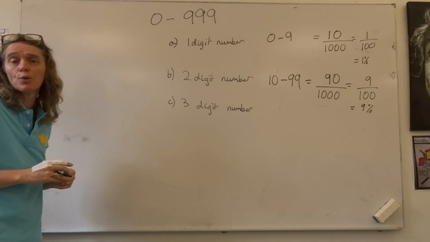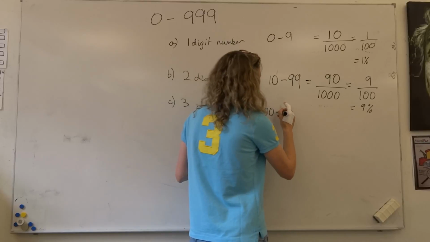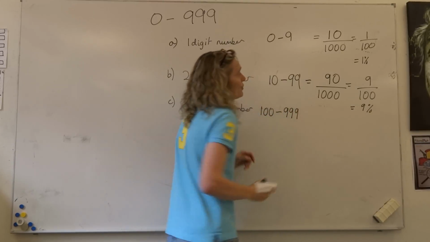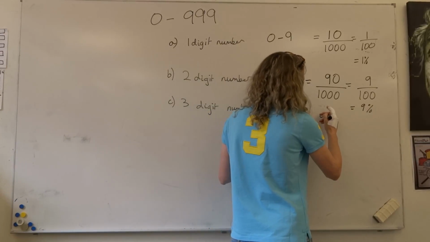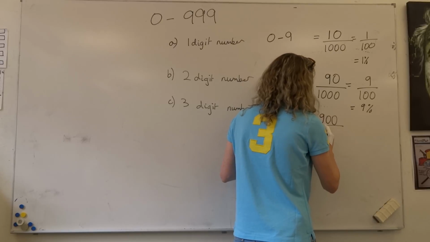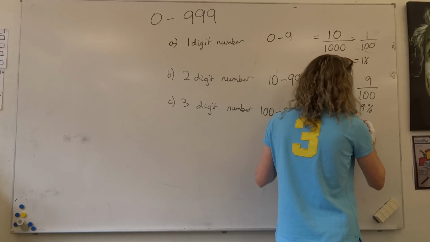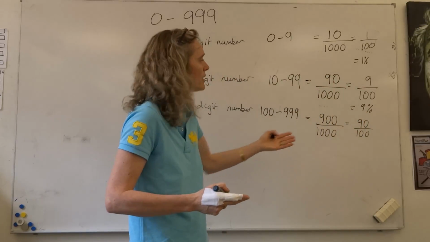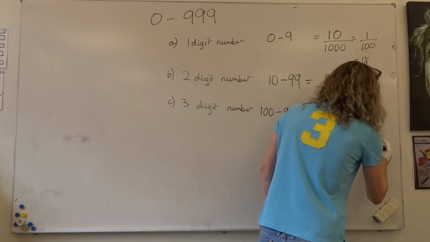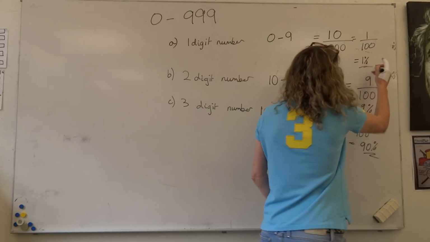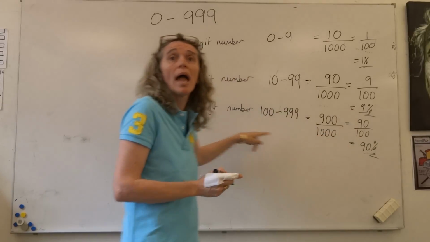How many three-digit numbers would we have? Well, our first three-digit number would be 100, and the last three-digit number would be 999. Adding up all the numbers in between, we would have 900 numbers, divided by 1000, which would be 90/100ths, or 9/10ths, but I'm keeping it as 90/100ths because I'm keeping everything in terms of percent here, which would be 90%. Have I done everything right? Well, if I add up 1% plus 9% plus 90%, I get 100%. So I've got everything right.